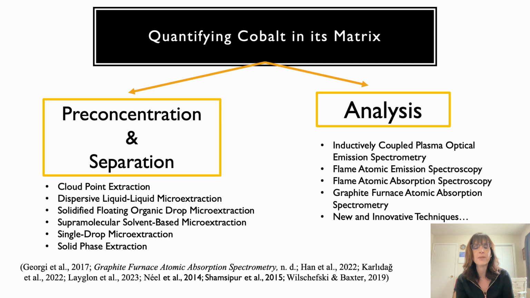Graphite furnace atomic absorption involves taking a liquid sample in a graphite tube, heating it, vaporizing it, and then spectrometry measures the energy absorbed, which again is linked to concentration based on a calibration curve.